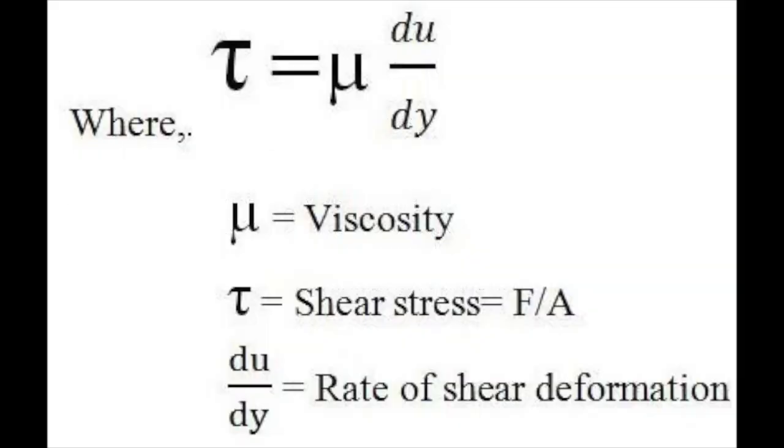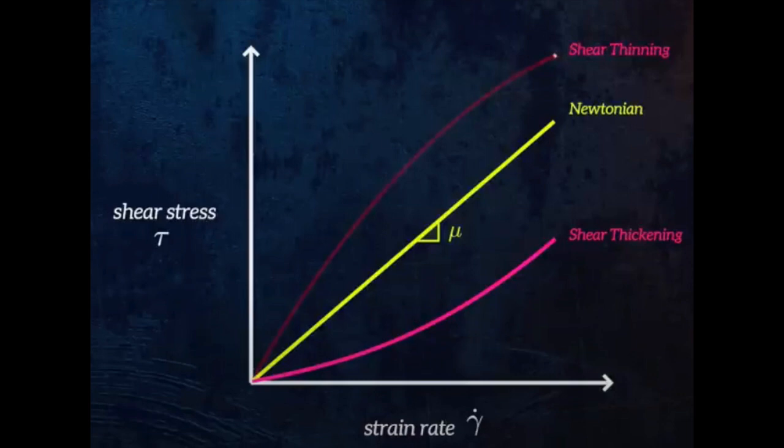This is called Newton's law of viscosity, and fluids that obey it are said to be Newtonian. It describes how easily a fluid flows. The viscosity mu is sometimes called the dynamic viscosity, as this differentiates it from the kinematic viscosity, which is the dynamic viscosity divided by the fluid density.